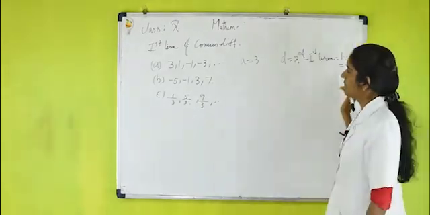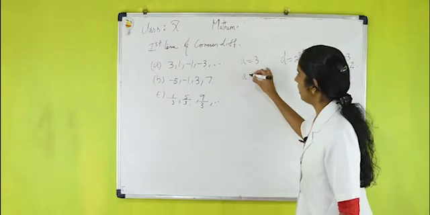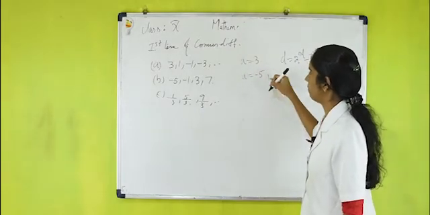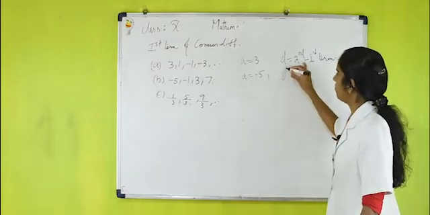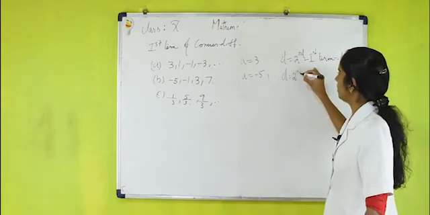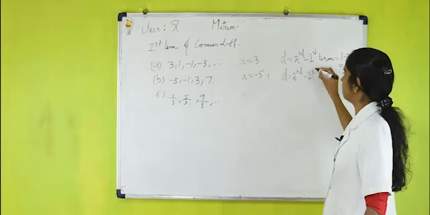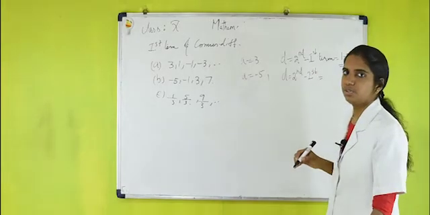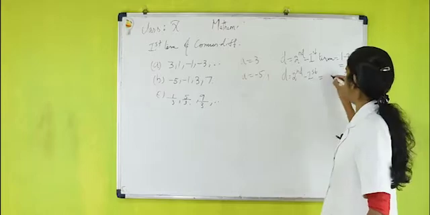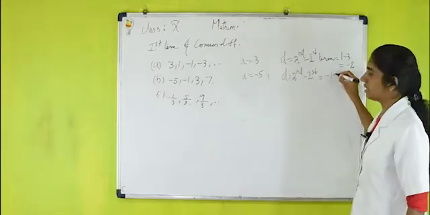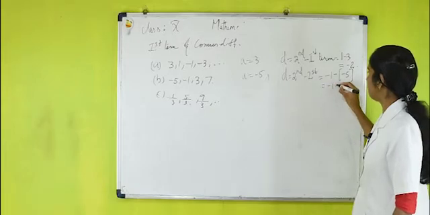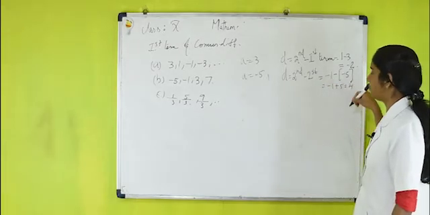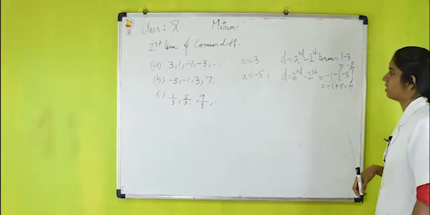Clear? If I consider the second example, what is A here? A equal to minus 5, because minus 5 is the first term. Okay. And what is the common difference D? That is the second term minus the first term. What is the second term here? Minus 1 minus minus 5, right? So minus 1 plus 5, so that becomes 4. So 4 is the common difference.